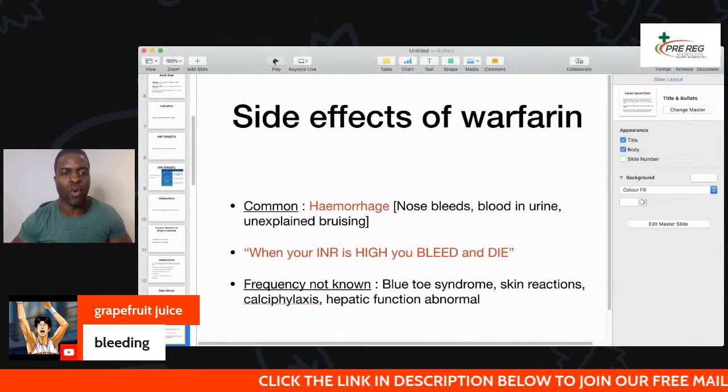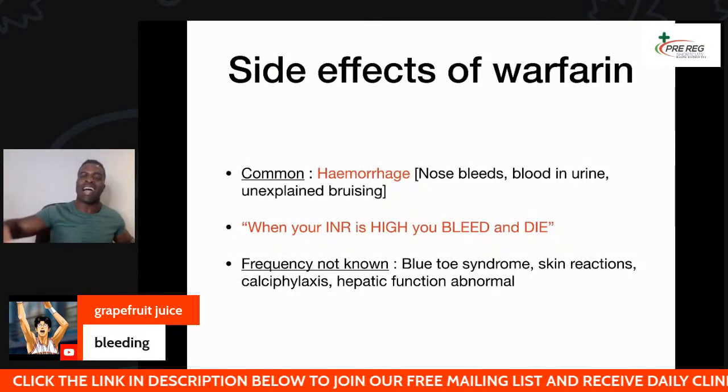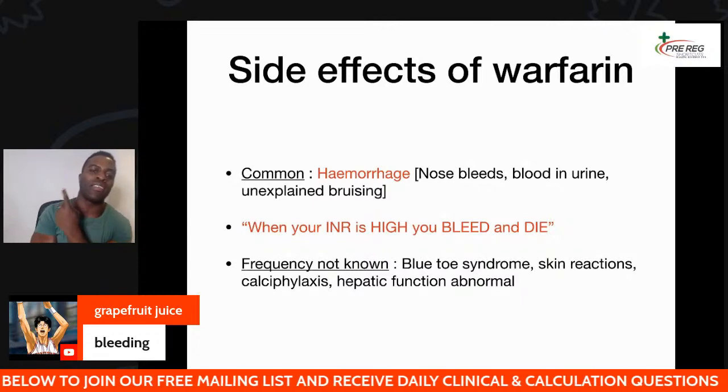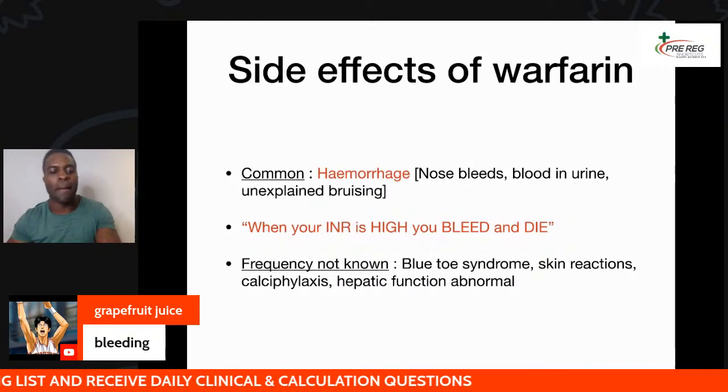So that's my mnemonic for you. When your INR is high, you bleed and die. When your INR is high, you will bleed and you will die. So that's going to help you.